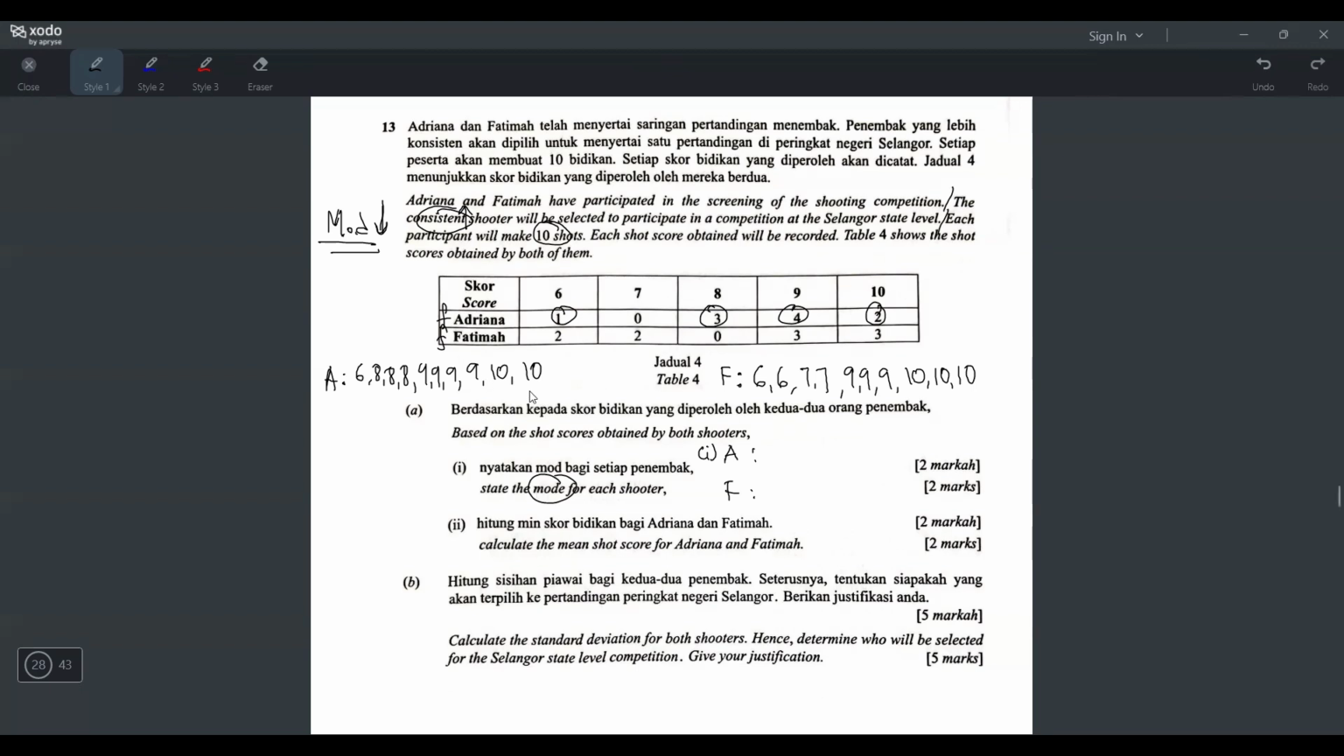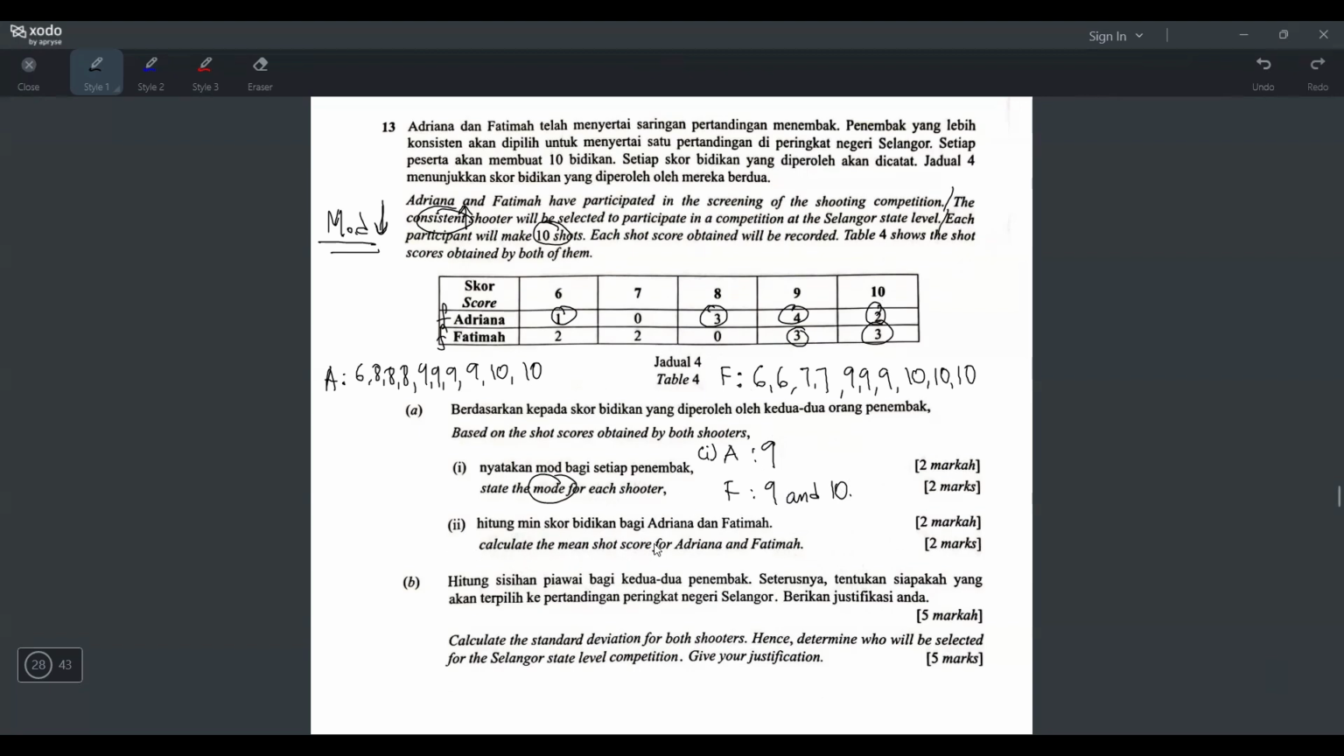So if you look at Adriana's data, what is the highest frequency? 4, right? But the mode is not 4, the mode is 9, right? It means that the score with the highest frequency is 9 lah. Okay, what about Fatima? What is the score with the highest frequency here? I think it's 9 and 10, because for Fatima, the 9 frequency is 3, the 10 also frequency 3. So there's 2 mode, right? So you will write 9 and 10. Okay, it's possible to have 2 different mode. So if they have the same frequency, then there's 2 mode lah. So that's the answer. Okay, now let's do number 2.